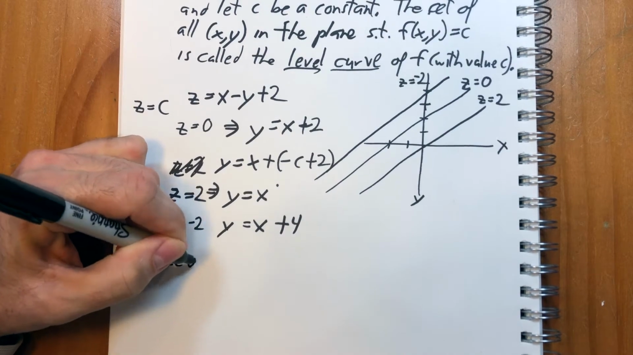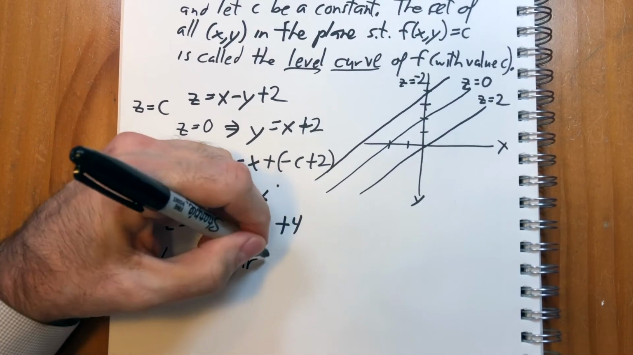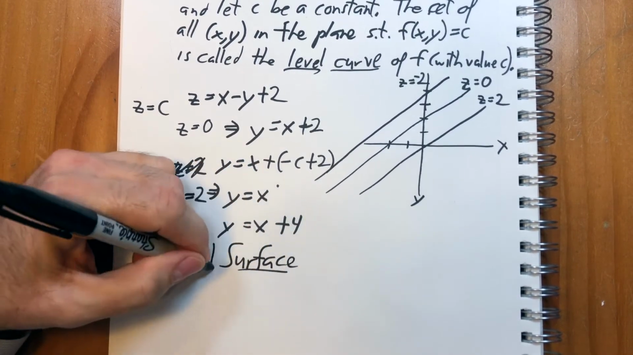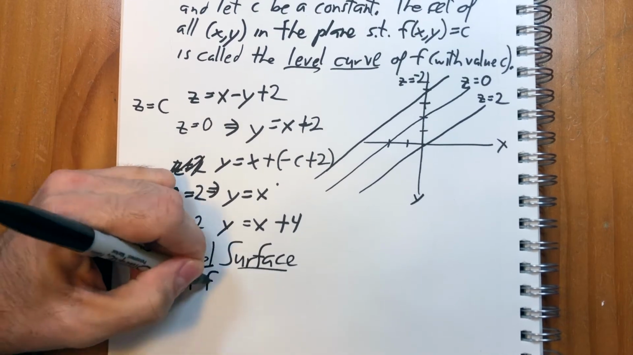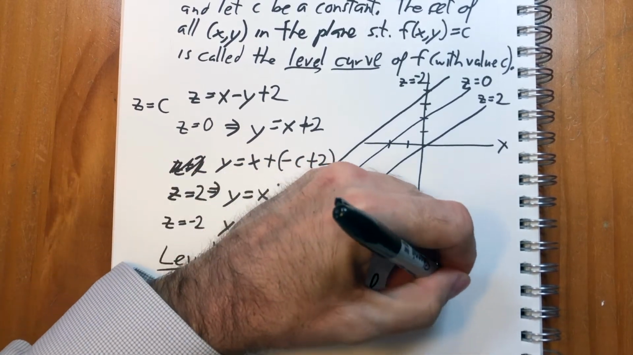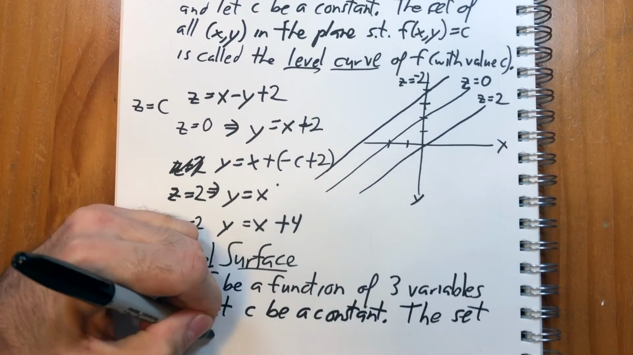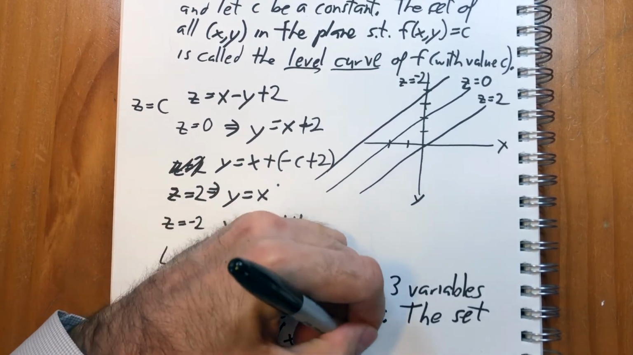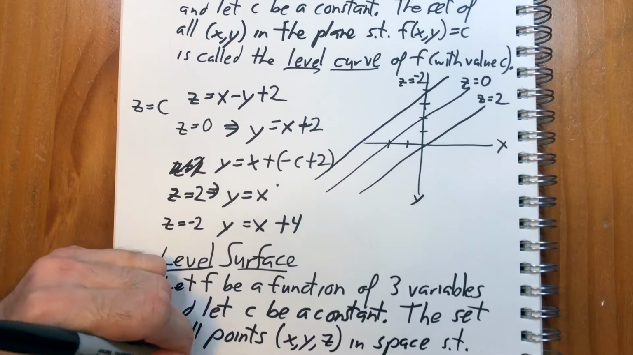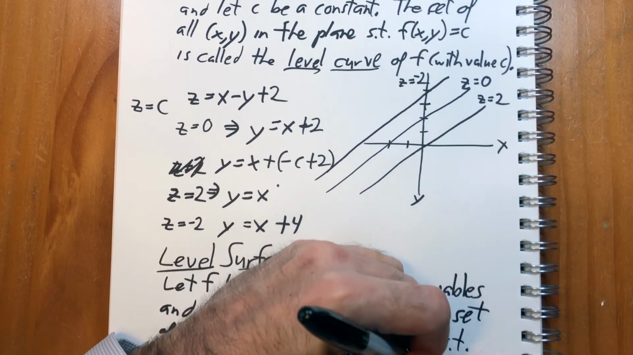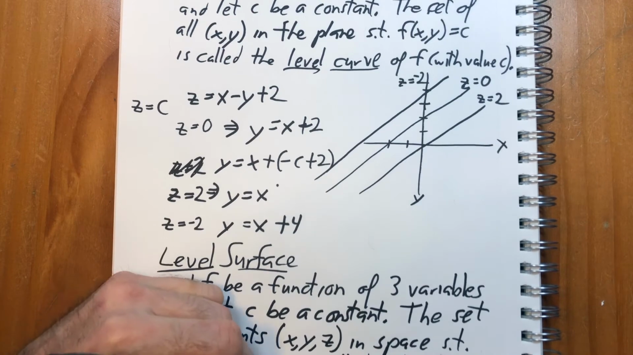So for a function of 3 variables, the set obtained by making f constant is called a level surface. So let's define that. Let f be a function of 3 variables, and let c be a constant. The set of all points x, y, z in space such that f of x, y, z equals c is called a level surface of f with value c.